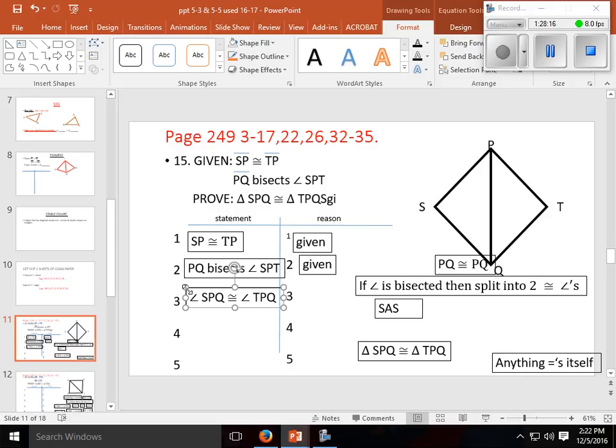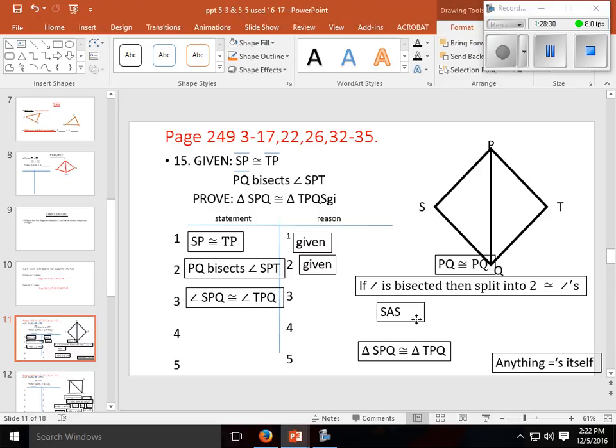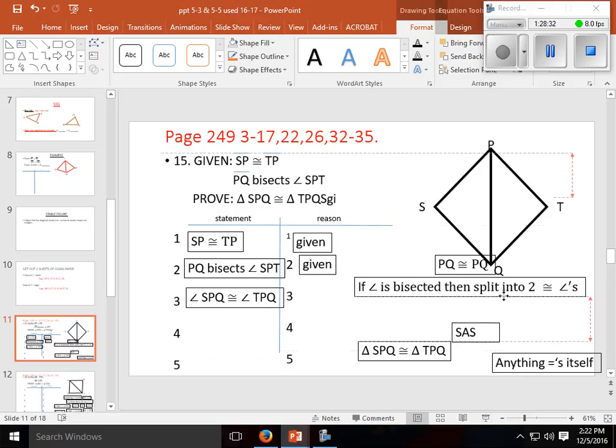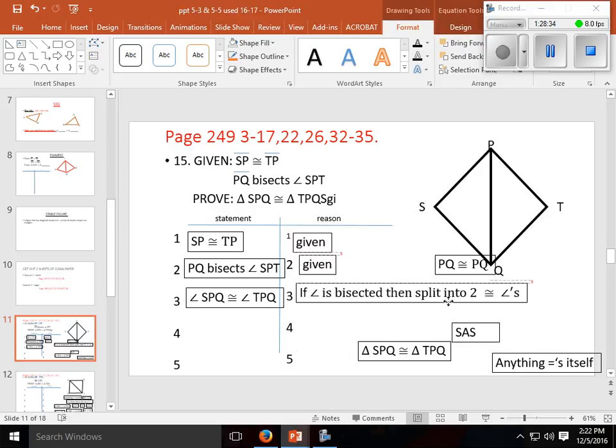How did Justin know that those two angles are congruent? Justin, do me a favor and move that side angle side down out of the way, because it looks like it's going to be in your way. The SAS, move it down somewhere out of the way. There you go. Does everybody agree with that?